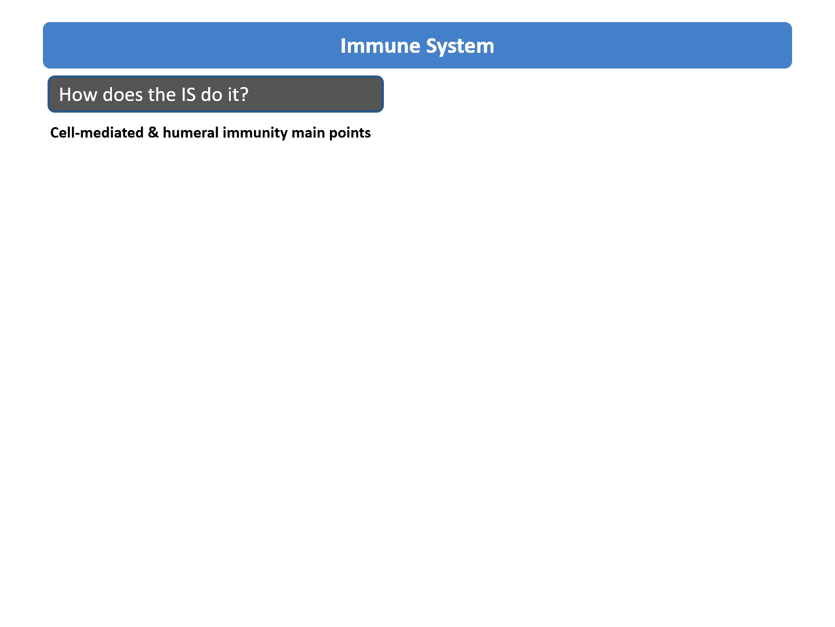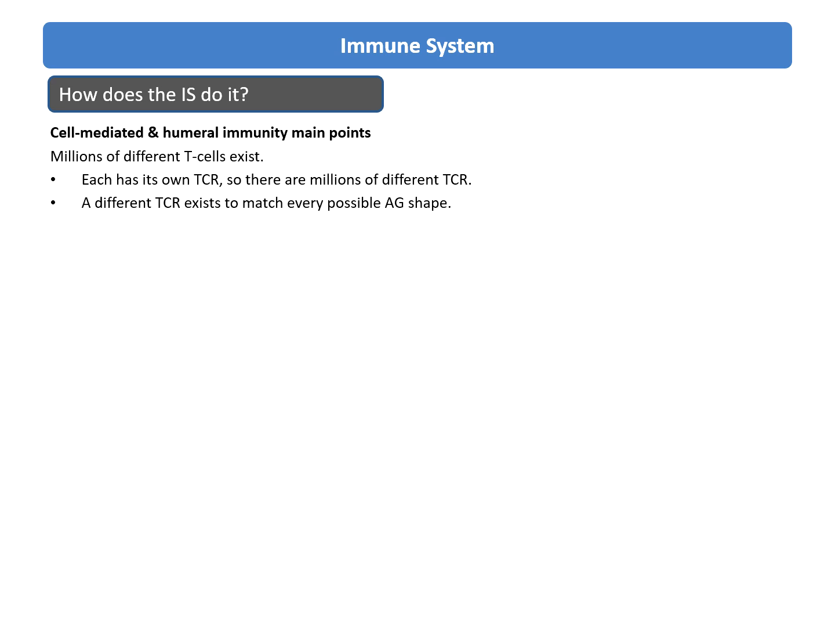Cell-mediated and humoral immunity have several main points. Millions of different T cells exist. Each has its own T cell receptor, so there are millions of different T cell receptors. A different T cell receptor exists to match every possible antigen shape. TCRs bind specifically to the antigen that activated the T cell.